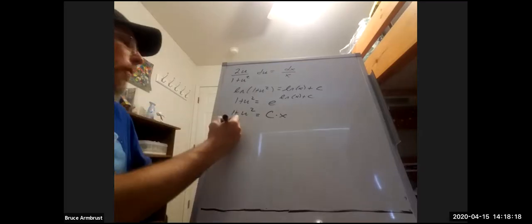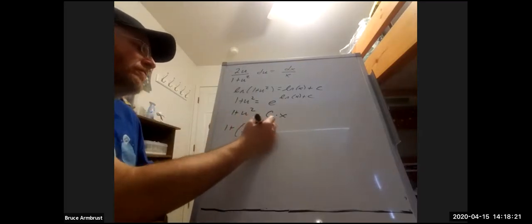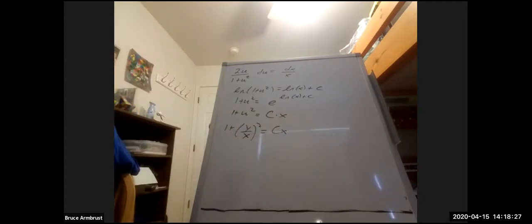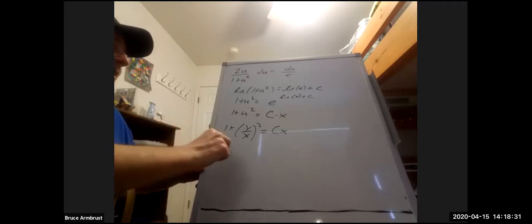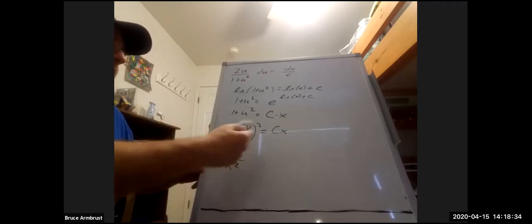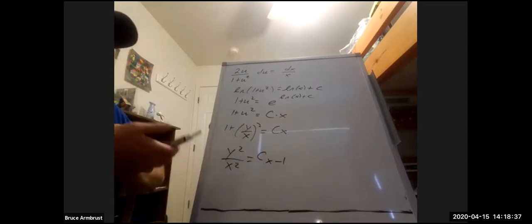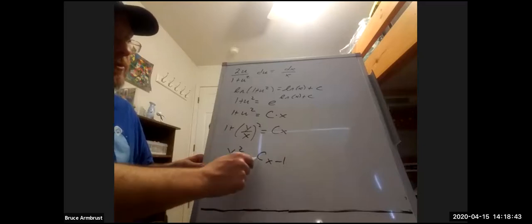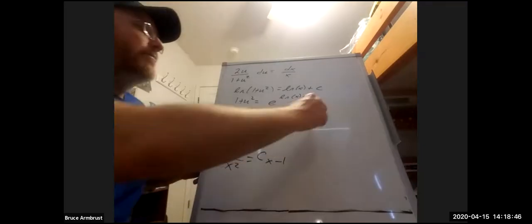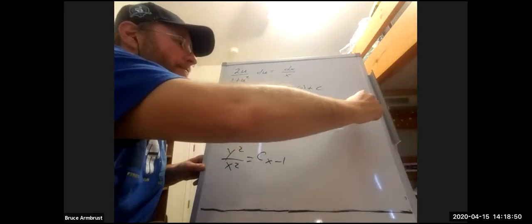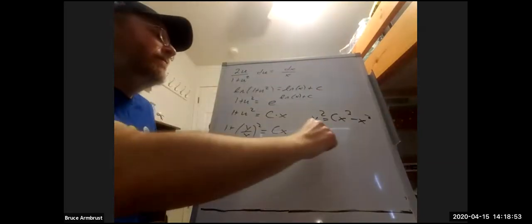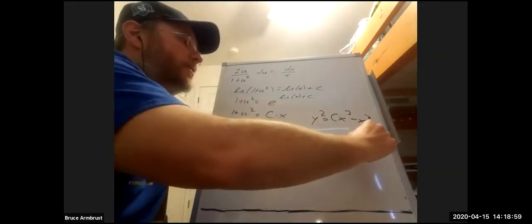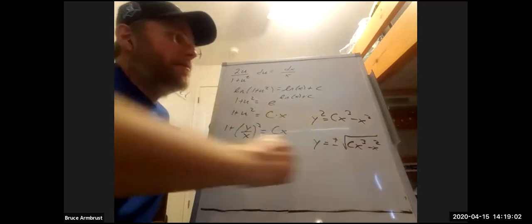So now let's substitute. So we put in our y over x. And this one we can actually get all the way to an explicit form. So let's do that. So y squared over x squared, if I move the 1 over, is equal to cx minus 1. Multiplying by x squared. We're here. So then depending upon our initial condition, we're going to get plus or minus the square root of cx cubed minus x squared.